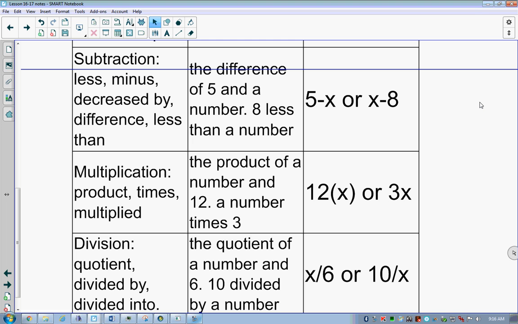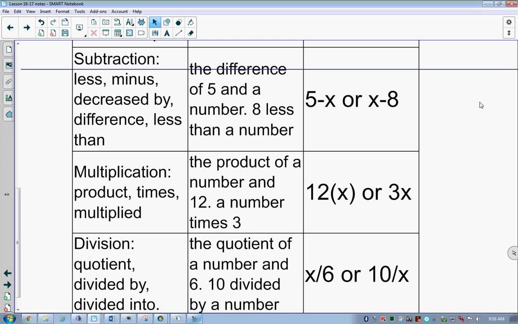Okay? Let's see, subtraction is less than, minus, decrease by, difference. Difference is a big one. What's the difference between this and that? Well, that should indicate to me that I'm going to subtract two things. Okay, less than, the difference of 5 and a number. Okay, 5 minus x. 8 less than a number, x minus 8. Okay, 8 less than a number.